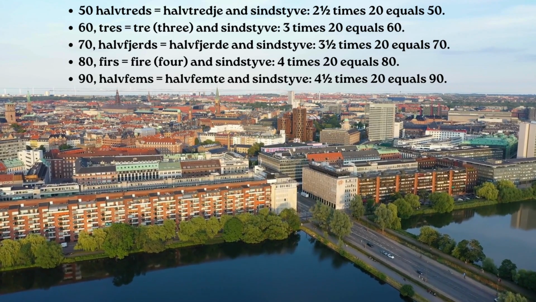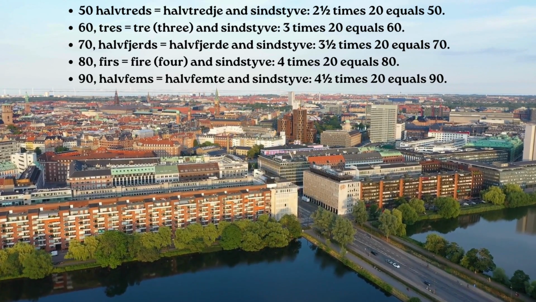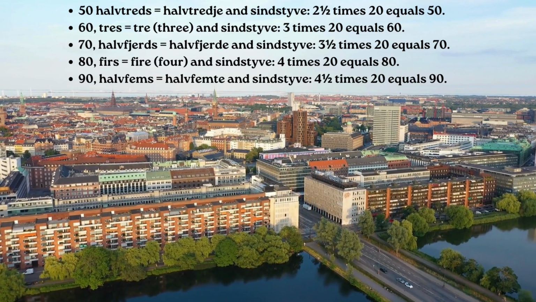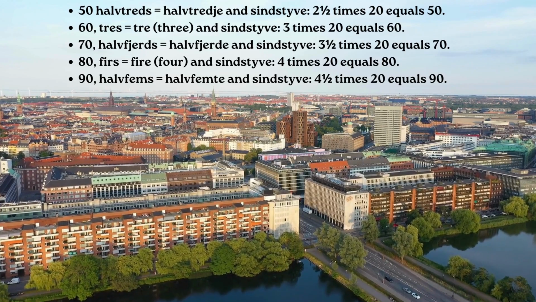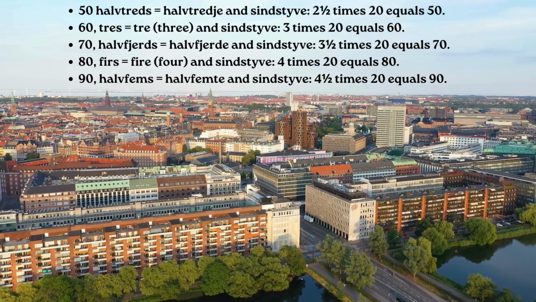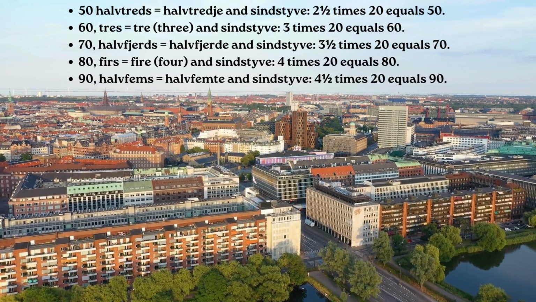80, firs is 4, and sinds, 4 times 20 equals 80, and 90, halvfems, is made up of halvfemte and sinds, so 4.5 times 20 equals 90. So a bit odd, wouldn't you say?